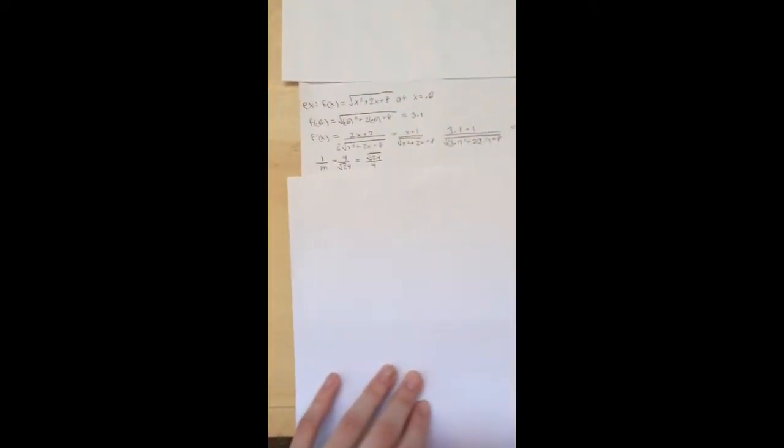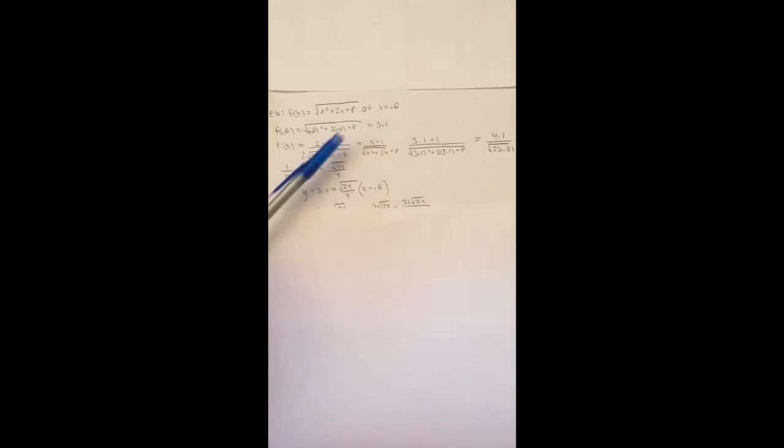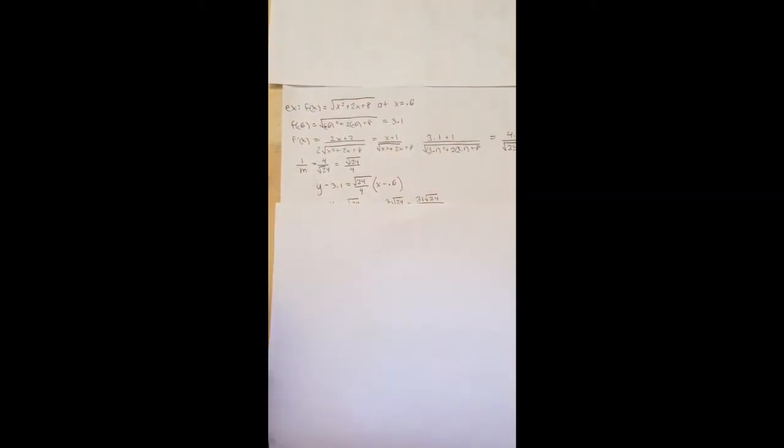And from there, we need to find the slope. So again, since it's the inverse, we have to take the inverse of the slope. So we end up getting square root of 24 over 4 as the slope of our function. From there, since we have a point and the slope, we could plug it in and we get y minus 3.1 is equal to square root of 24 over 4 times x minus 0.6. Then when we simplify it all out, we get y equals square root of 24 over 4 x minus 3 times the square root of 24 over 20 plus 31 times the square root of 24 all over 40.